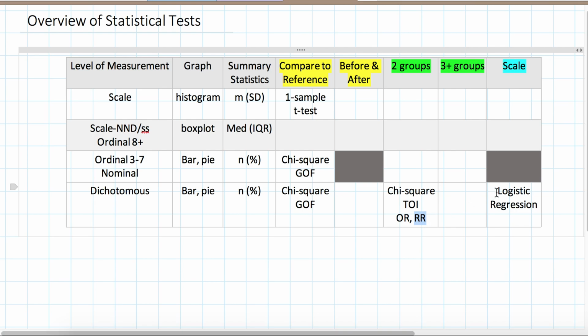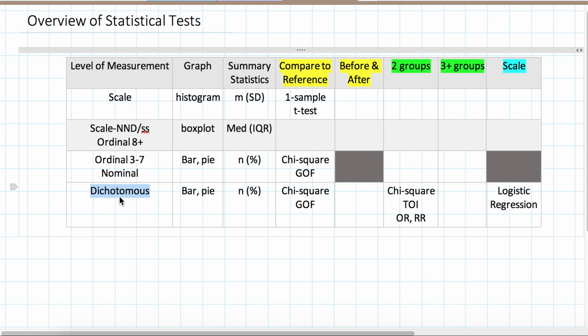We've also learned a little bit, just touched on so far, and we'll be learning more later, about something called logistic regression. And this is where we have some kind of a not grouping variable, so a scale variable as a predictor of a dichotomous outcome.